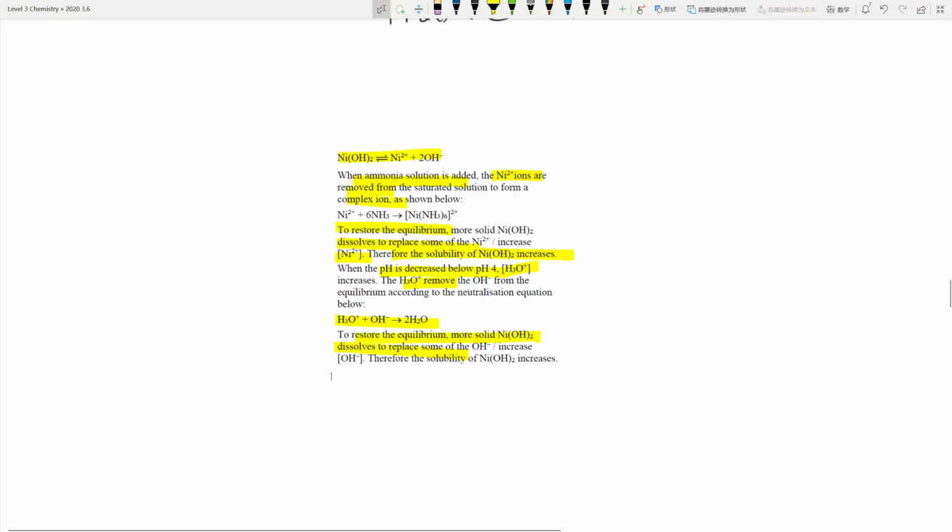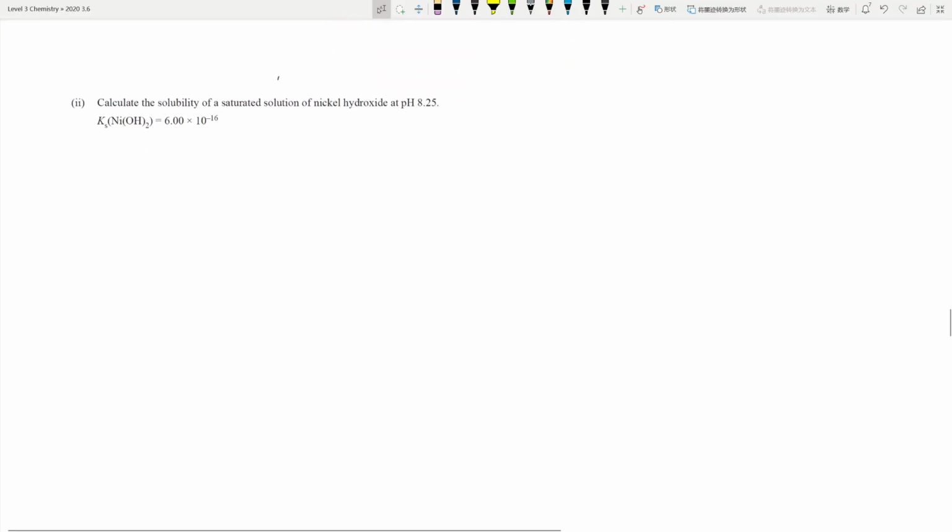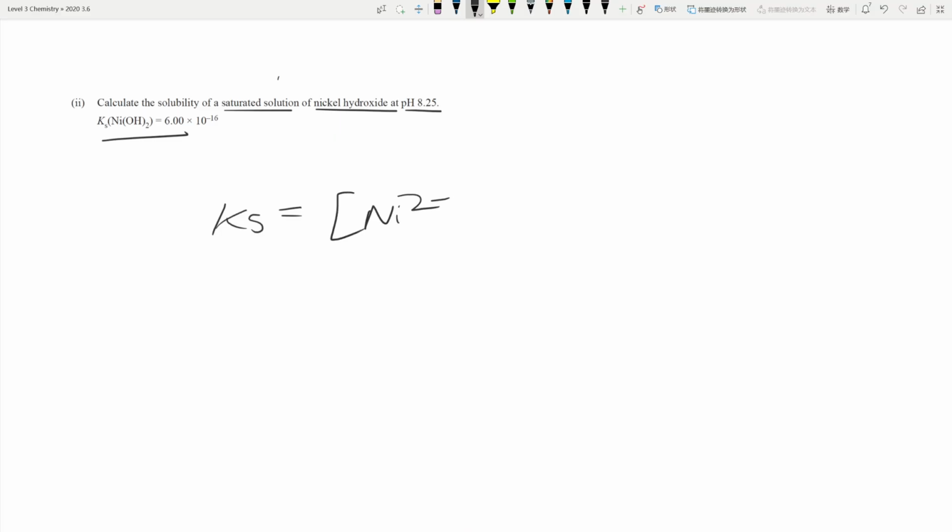One more question to go, and this is all calculation, I believe. Yeah, nope, still not done with this question here. Calculate the solubility of a saturated solution of nickel hydroxide at pH 8.25. Okay, so we know a few things here. So Ks is calculated using Ni2+ multiplied by OH- to the power of 2.